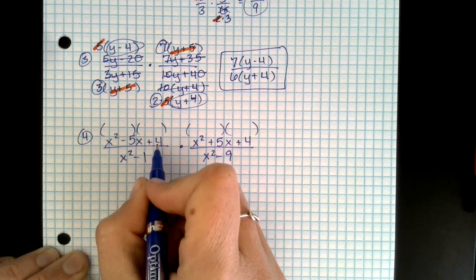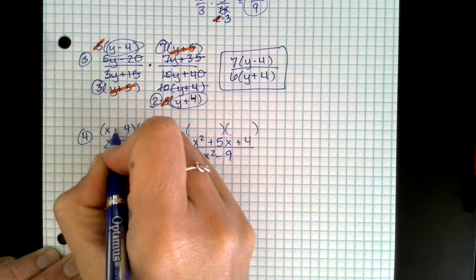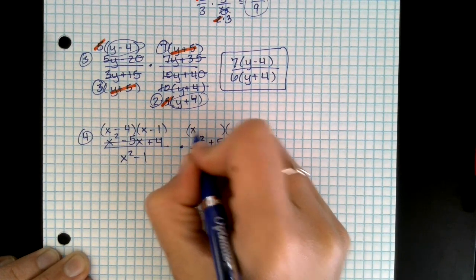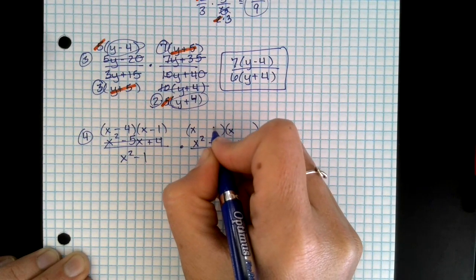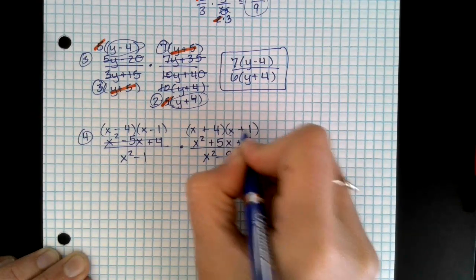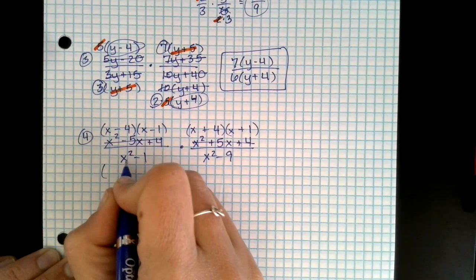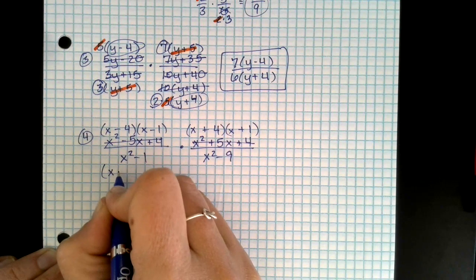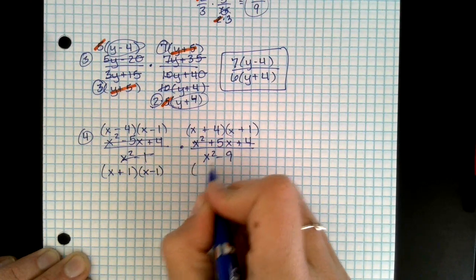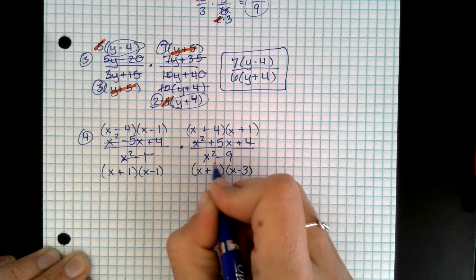So multiply to get 4, add to get 5. That's going to be 4 and 1, and they both have to be negative here. Over here, multiply to get 4, add to get 5. 4 and 1 again, but both positive. Down here, x squared minus 1, that's a special case, so it's going to be (x plus 1)(x minus 1). And this one's going to be (x plus 3)(x minus 3).